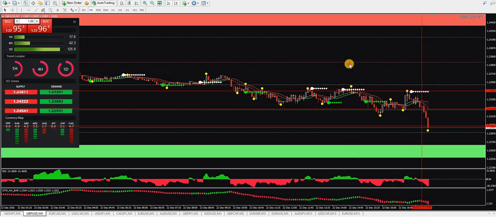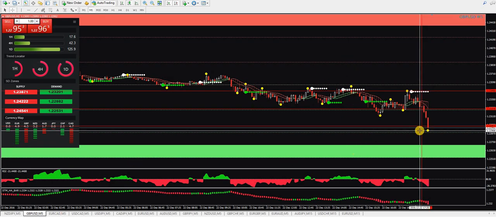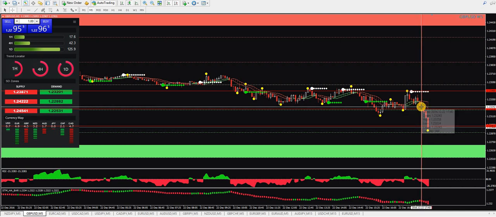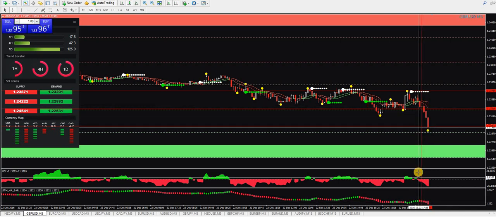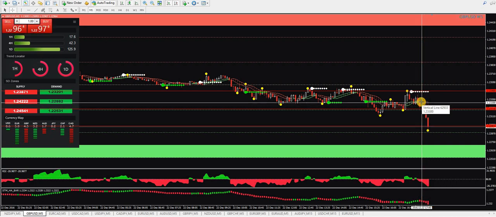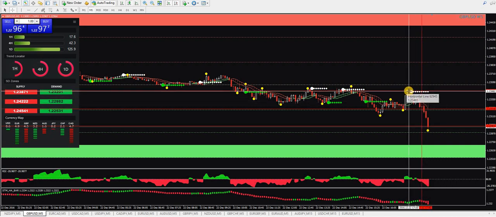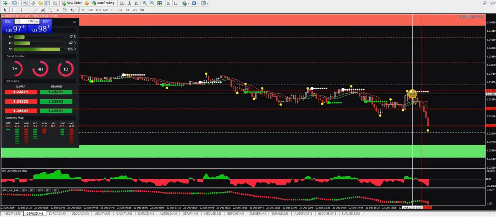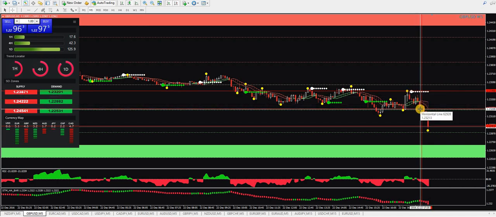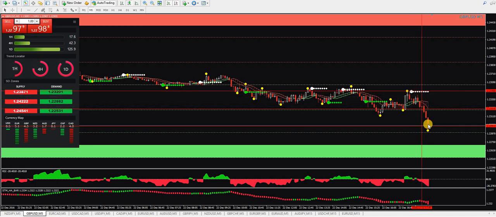All right, folks, just a quick update. This is that GBP USD trade I was looking at. As you guys can see, right here we got all reds, got the red cloud, got our swing signal dots right above us. And as you can see, this trade would have been profitable. Would have had a stop right here, and the market just kept on pushing down.